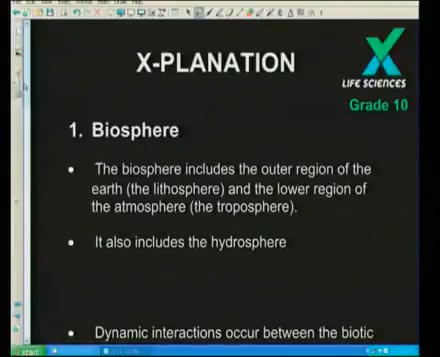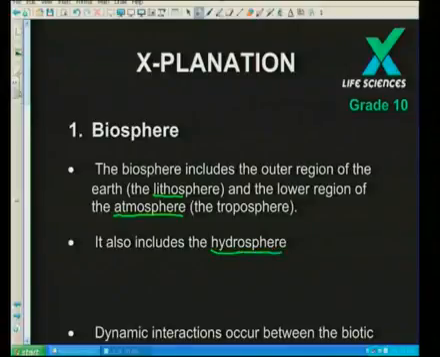Remember, we said the biosphere includes the outer region of the Earth, which is the lithosphere. How do we remember lithosphere? L for land, so it's all the soil and all the land. Then the lower region of the atmosphere, and that is the troposphere. I'll show you a diagram later on of the troposphere. That is the lowest surface of the atmosphere. Then it includes the hydrosphere, which is the water. So these 3 aspects, lithosphere, atmosphere, hydrosphere, make up the big biosphere.